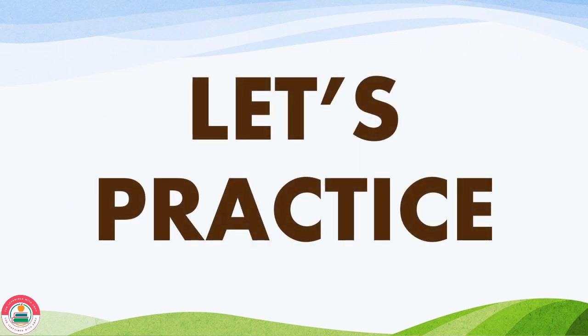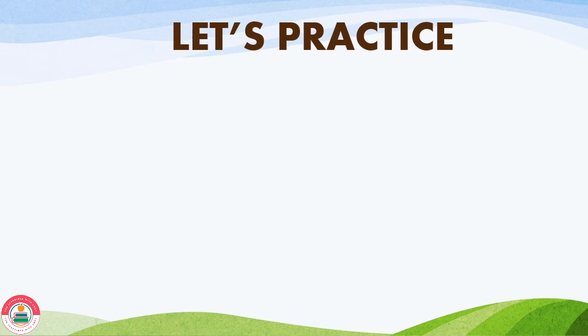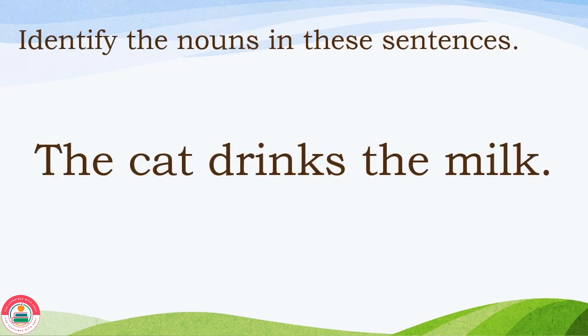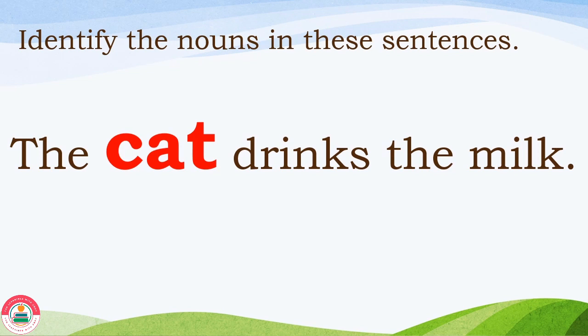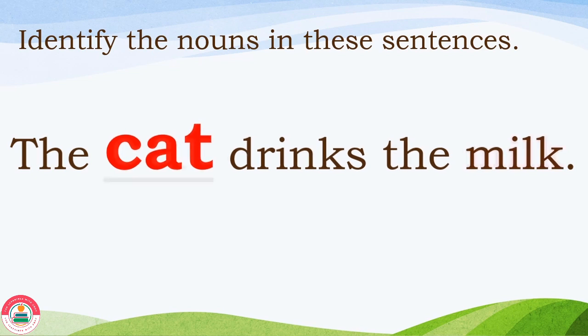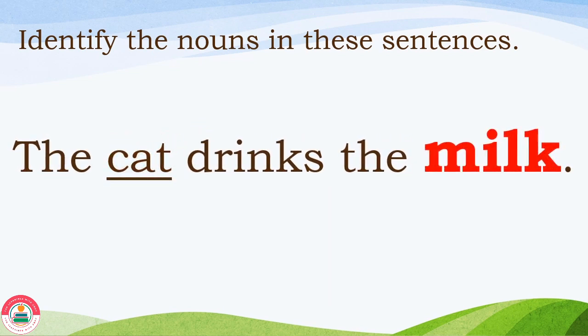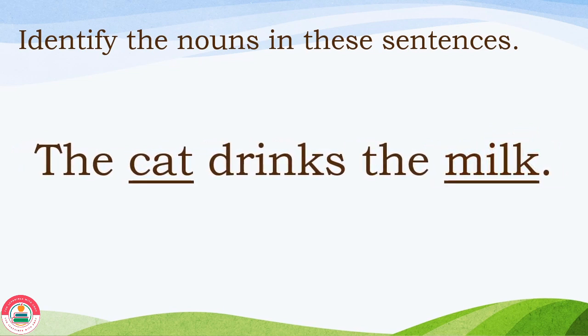Let's practice. Identify the nouns in these sentences. The cat drinks the milk. Identify the nouns in this sentence. Cat. Cat is the name of an animal, so it is a noun. Milk. Milk is the name of a thing, so it is a noun. So, this sentence has two nouns. Cat and milk.